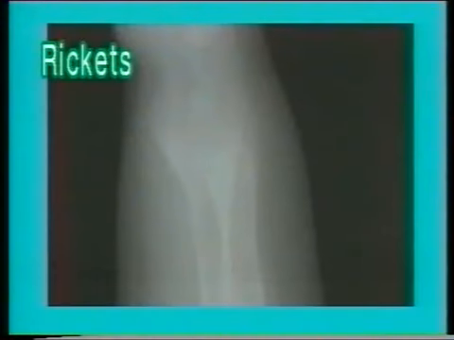This is a child with active rickets. Note that the zone of provisional calcification is completely rarefied and hardly seen at all. In the lateral view, the widening and cupping of the metaphysis is seen.